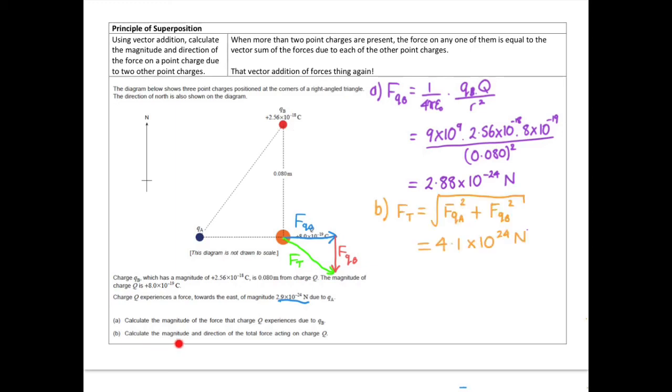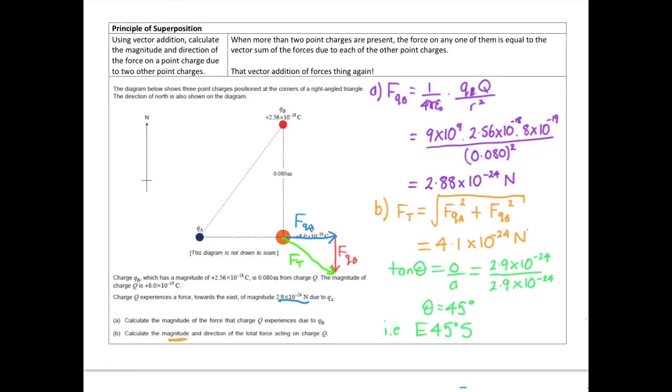So part B, calculate the magnitude and direction of the total force acting on Q. So now we're going to do this vector addition of these two forces, and we use our old Pythagoras because we've got a right angle triangle. One of the forces is, if you like, south, one's east, they're at 90 degrees to each other. So we plug this into our Pythagoras formula, and we get 4.1 times 10 to the minus 24 newtons. Always check for the reasonableness of your answer. So that's calculated the magnitude. Now we need to calculate the direction. And to do that, we're going to need to use some trig.